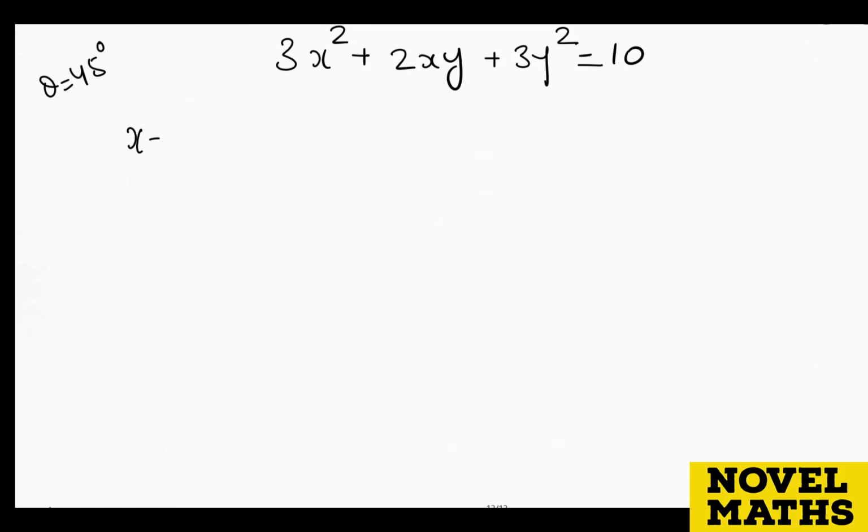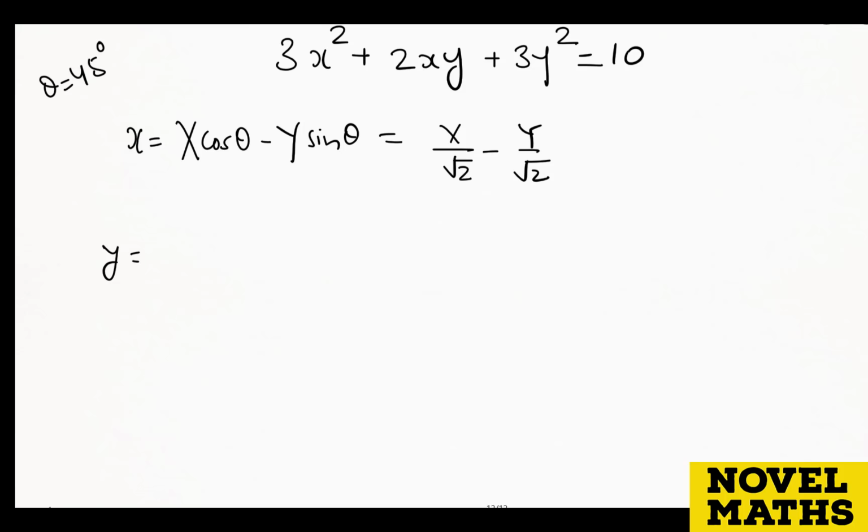So the equation is given in this coordinate system, 3x square plus 2xy plus 3y square is 10. And what is the relation? The relation is already given. Theta is 45 degrees. So we already know the relation of x and capital X, right? x is X cos theta minus Y sin theta. Cos 45 is 1 over root 2, so X over root 2 minus Y over root 2. And y is X sin theta.